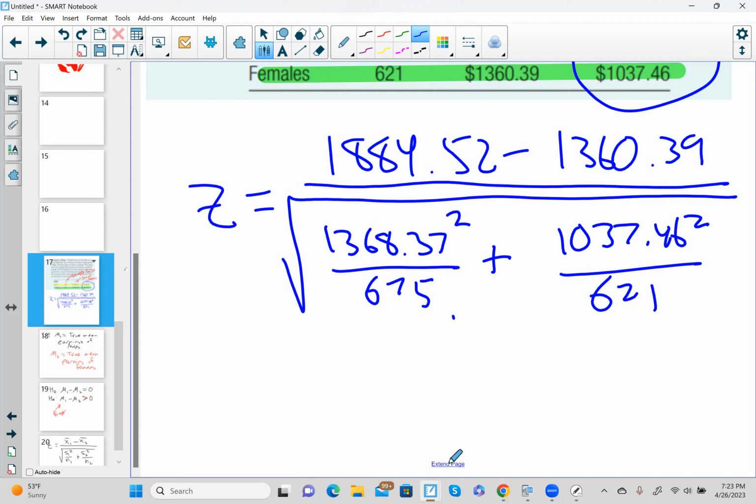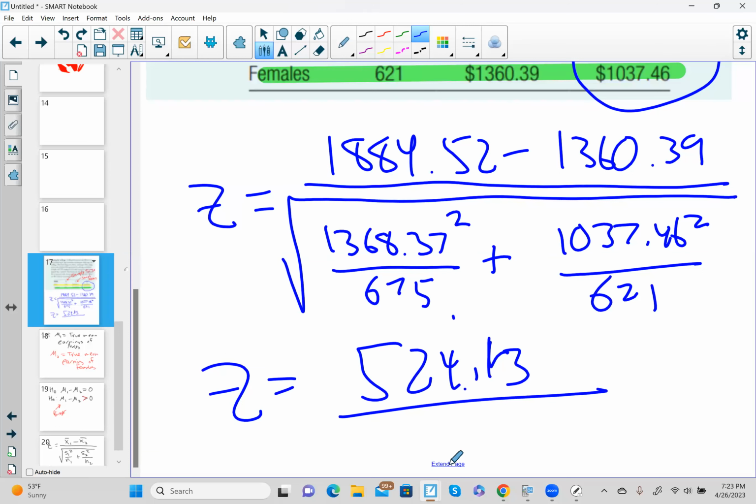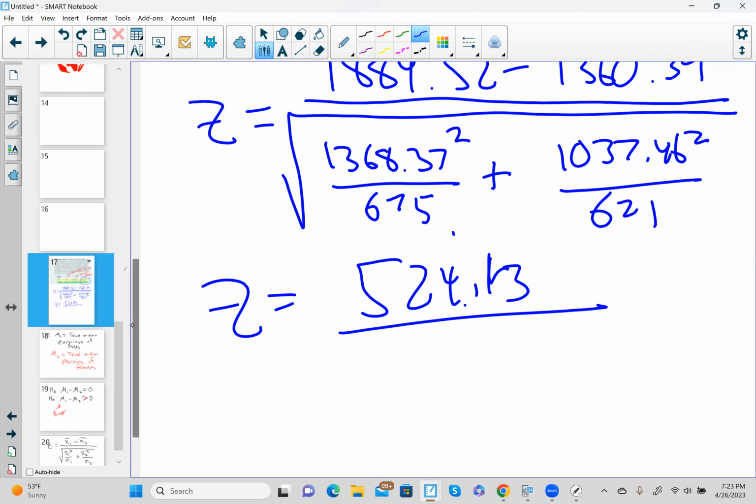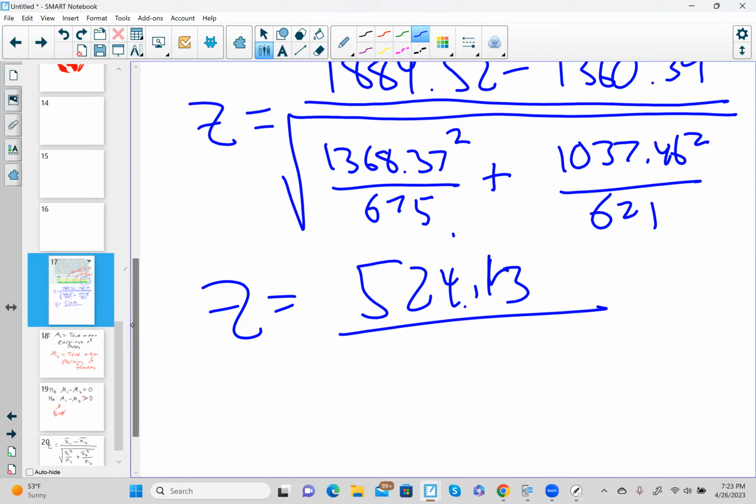So just for example, on the top, I'll just tell you 1884.52 minus 1360.39. So z equals, what do we have? 524.13. And then on the bottom, it's going to take a little bit longer to type in. So I'm going to go do that in the calculator. So let's go do that together. A lot of numbers there, but I think we can get it. So here we go in the calculator.